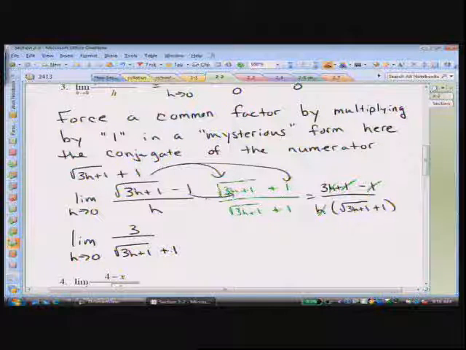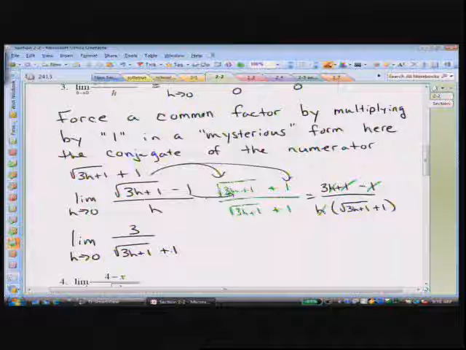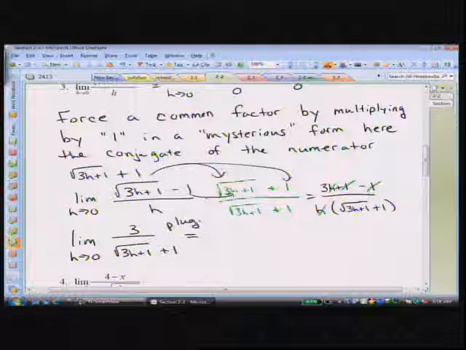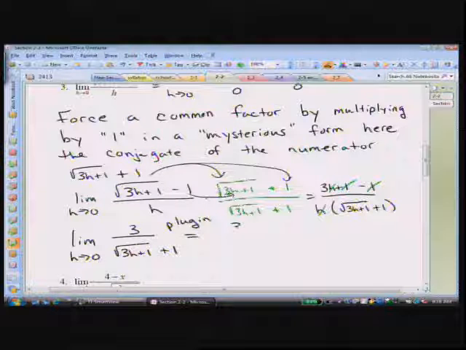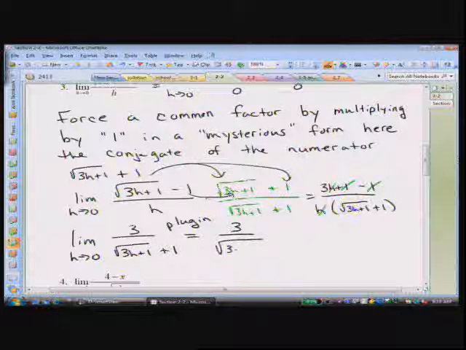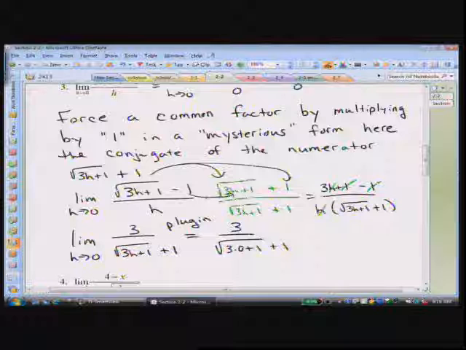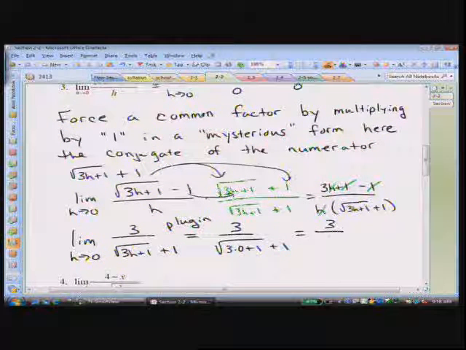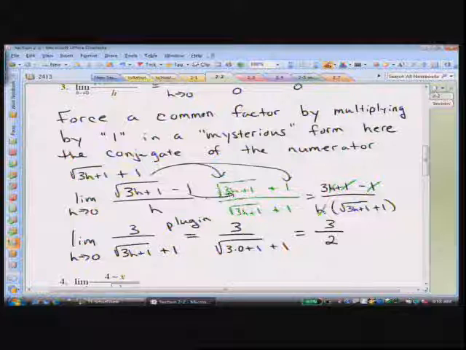Yeah. So radicals can be in the denominator. Especially for what's going to happen right now, because now I'm going to do the direct plug-in, and I'll get 3 over the square root of 3 times 0 plus 1, or 3 over the square root of 1 plus 1, which is 2, 3 halves.